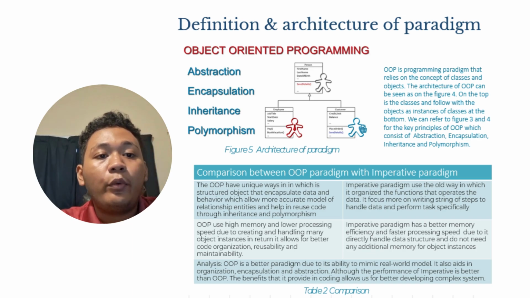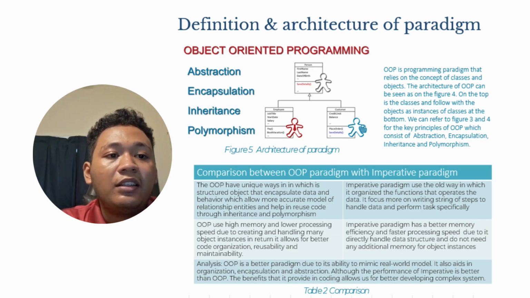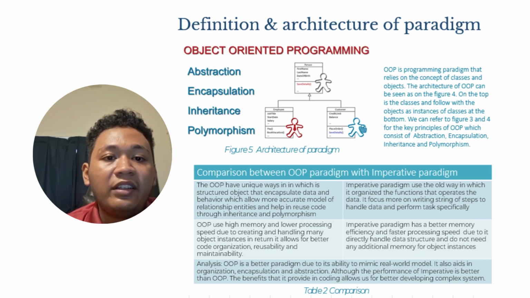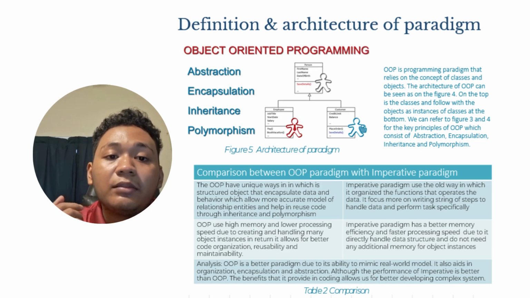So OOP has a unique way of structuring, with objects that encapsulate data and behavior, which allows a more accurate model of the relationships between entities and helps reuse code through inheritance and polymorphism, while imperative programming uses the older way, in which we organize functions and then operate on the data. It focuses more on writing a string of steps to handle data and perform tasks specifically.